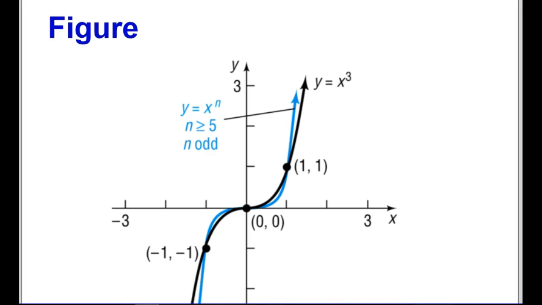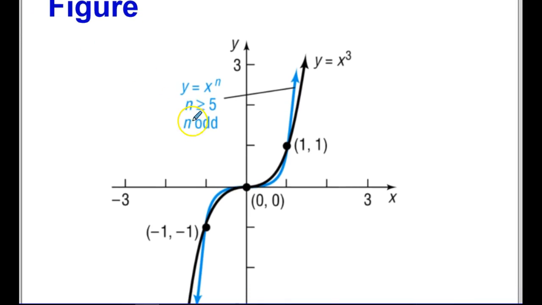Okay, so now we're going to look at these ones. This is where I have an odd n value. The last ones I looked at had an even n, so here I have an odd n, and we see that it looks a little bit different. You'll see this black graph is y equals x cubed. The blue graph is y equals x to the n, with n being greater than 5.